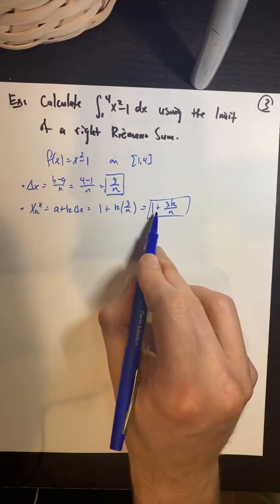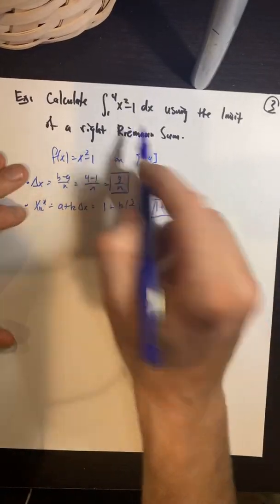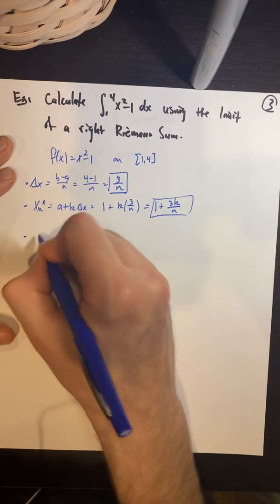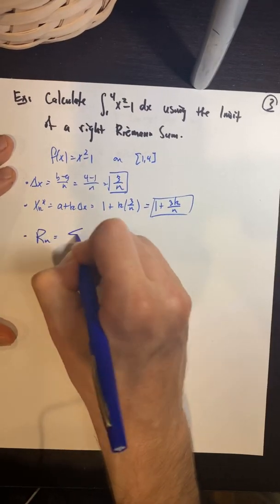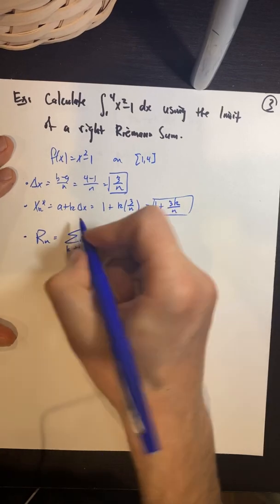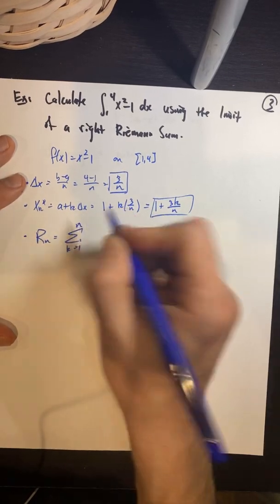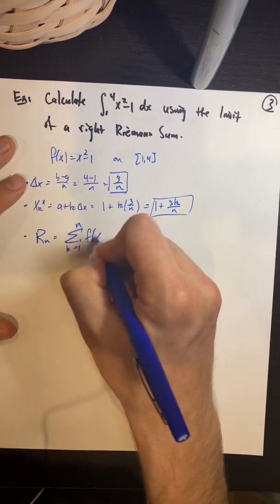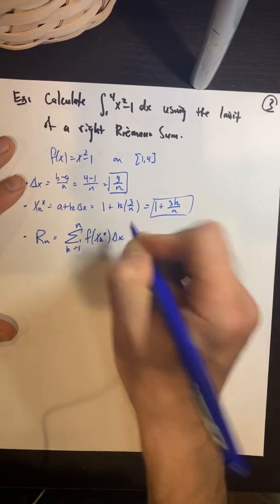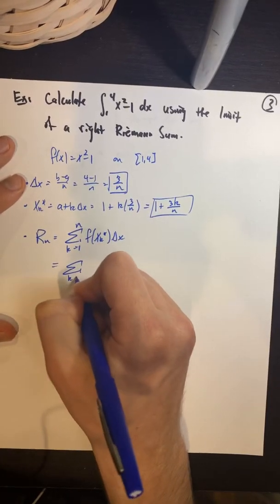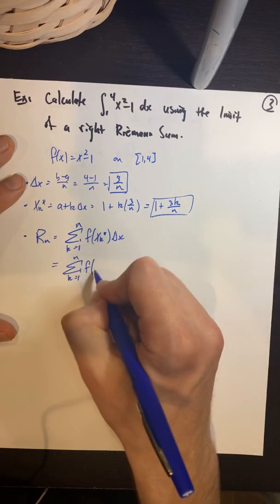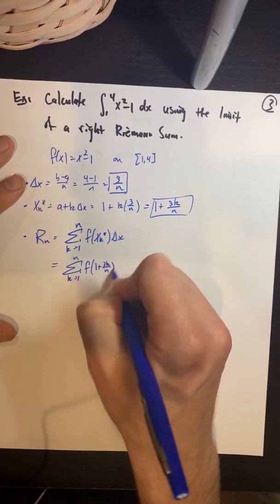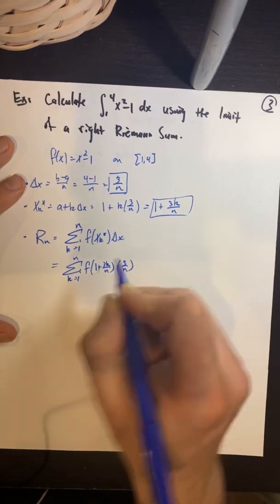Now this is going to be harder because I'm going to have to square this number, right? So I'm going to get more terms out, but that's fine. Now the R sub n, that would be the sum from k equals 1 to n of f of x_k star times delta x. So this would be the sum from k equals 1 to n of f of 1 plus 3k over n, right, times 3 over n.